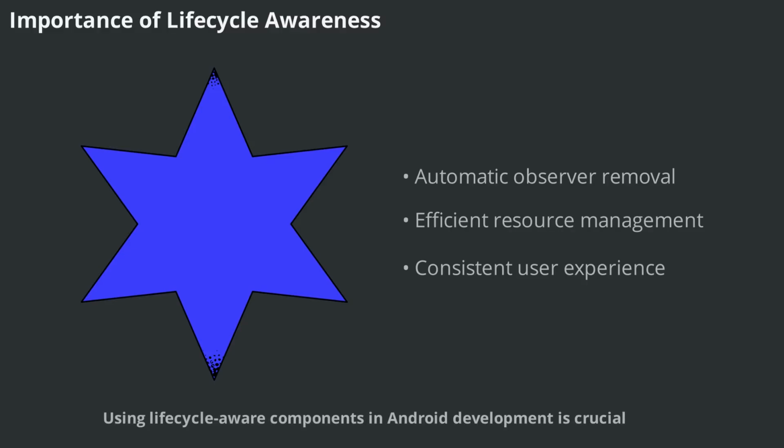Using lifecycle-aware components in Android development is crucial for preventing memory leaks and ensuring efficient resource management. Observers are automatically removed when the lifecycle is inactive, reducing manual cleanup. UI updates occur only when components are active, and components can respond accurately to lifecycle changes. This leads to a more consistent user experience, especially during configuration changes like screen rotations, where data persistence is essential.